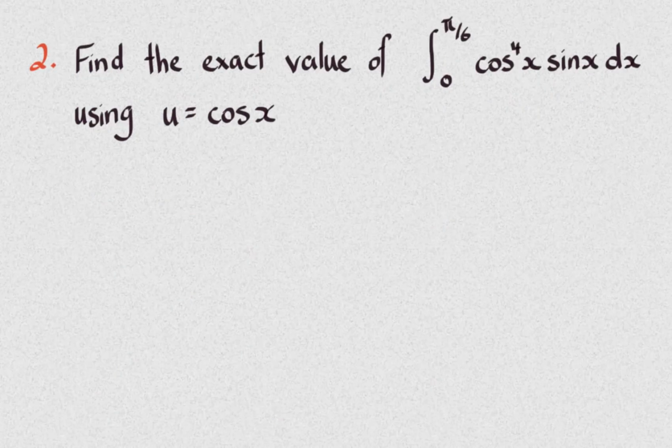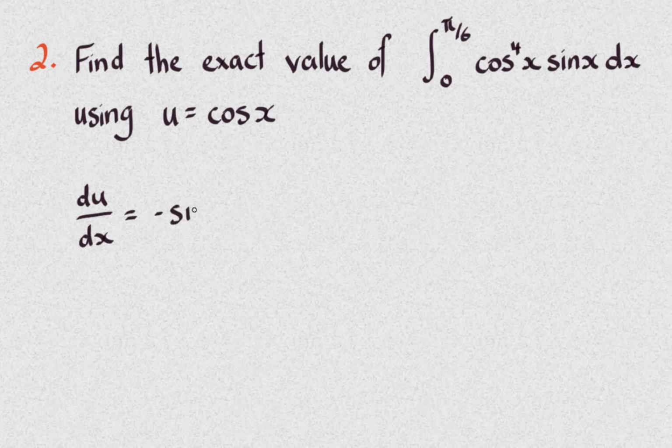Okay, example 2. Find the exact value of the integral between 0 and pi on 6 of cos x to the power of 4 times sin x dx. We are going to use the substitution u equals cos x. So first, the relationship between du and dx. The derivative of cos is negative sine of x. Now we can see in our original integral that we just have sin x dx. So since we just want sin x dx, let's take that minus and put it over with the du.